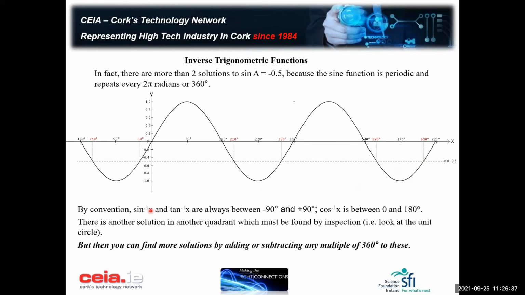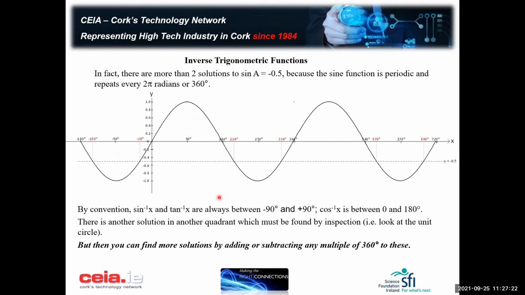Now, if you're asked the question, what is the inverse sine of minus 0.5? You need a convention to pick out one of those, because if you enter it in your pocket calculator, you'll get one angle back. And the convention is that for sine and tan, you use the angles that are between minus 90 and plus 90 degrees. So in that case, it's between here and here, which would be the angle minus 30 degrees. And that's what your pocket calculator would return. For inverse cosine, the convention is between 0 and 180 degrees, so in this range here.